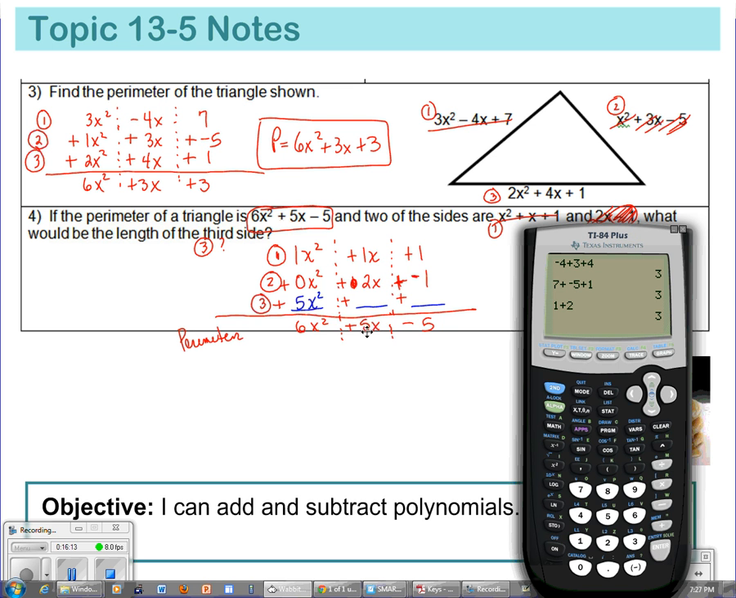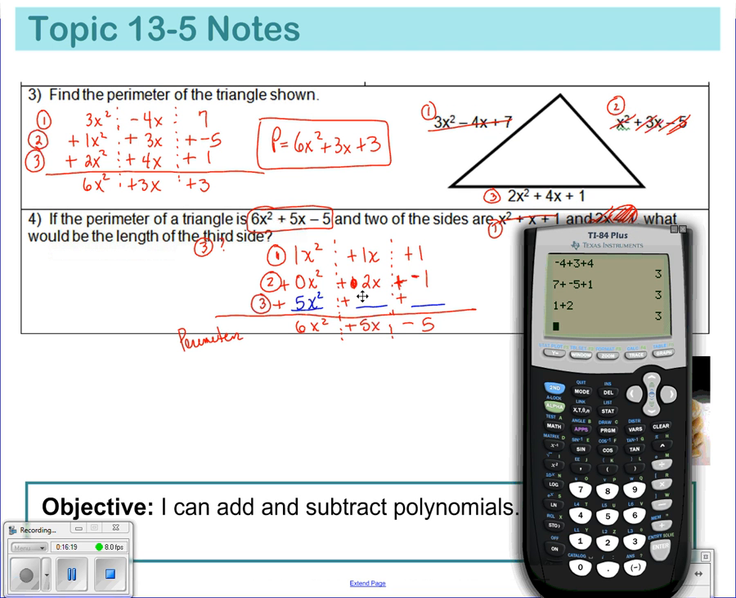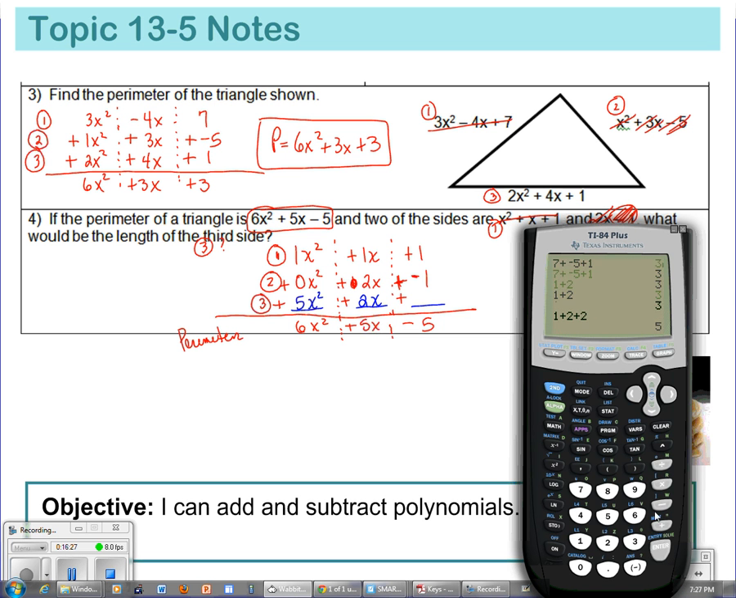What do I need to add to 3 in order to get to 5? I'm going to need another 2. I did the wrong thing. I need another 2. Let me check. 1 plus 2 plus 2. That definitely gives me 5.